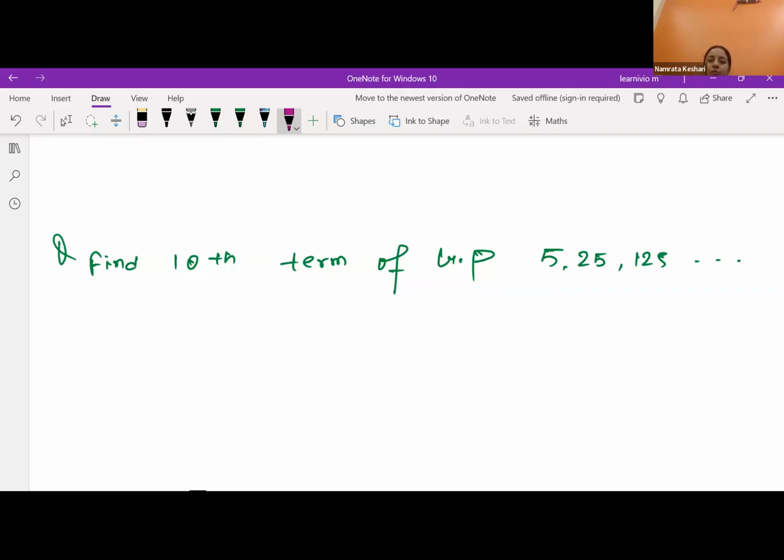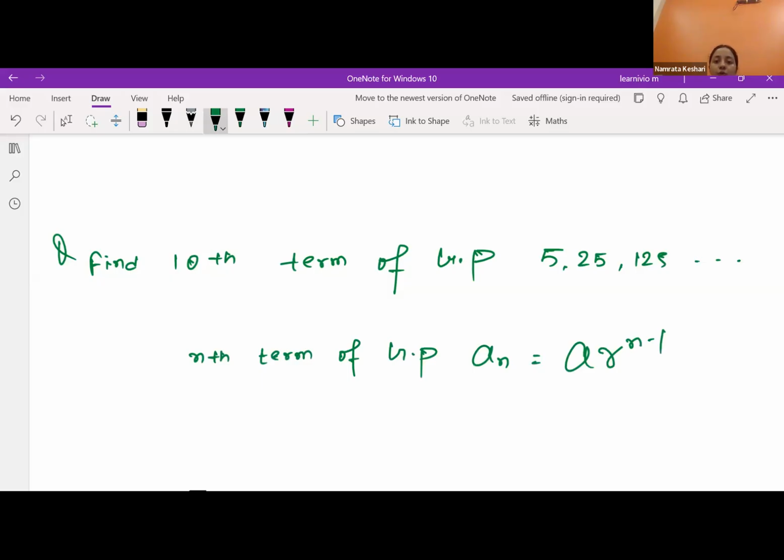A few logics and things are different, but we will write the first term as a only, and if we have to write the first term, second term, third term, we will write a1, a2, a3, just like AP. So we have to find the 10th term over here. We will say nth term of GP formula is an equals a r to the power n minus 1. This is the formula over here.